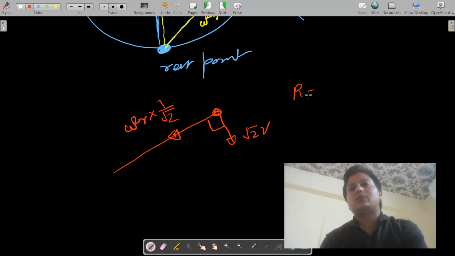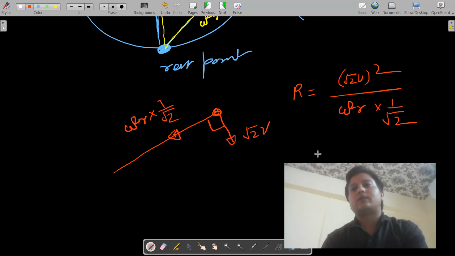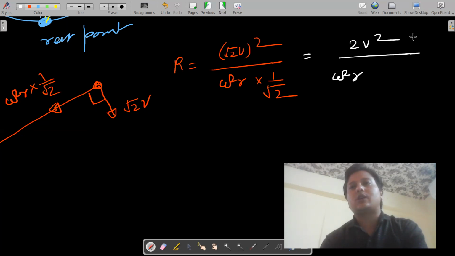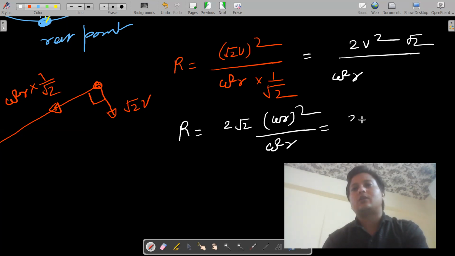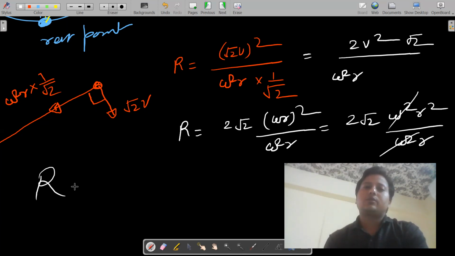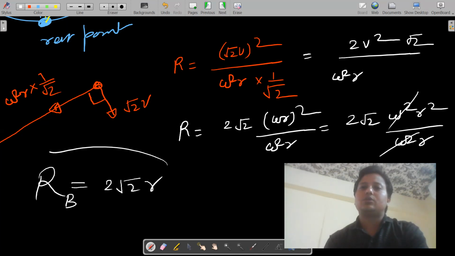So radius of curvature is nothing but the resultant speed square over the component of omega square r along the perpendicular line. So by solving, this is 2v square over omega square r over root 2. So r comes out to be 2 root 2 v, where v is omega into r, square, over omega square r. So 2 root 2 omega square r square over omega square. Omega square gets cancelled. So the radius of curvature, or radius of trajectory, at point B comes out to be 2 root 2 into r.